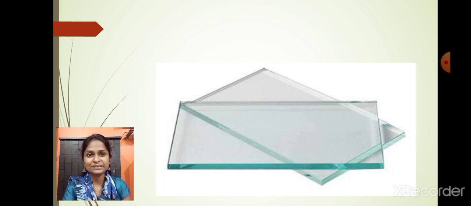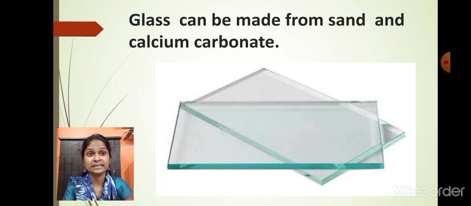Let me tell you that this glass material is made up of sand and calcium carbonate. When both of them are combined together, we get the glass material. Isn't it interesting? Calcium carbonate and sand are not transparent, but when we combine them together we get a transparent material like glass, which is very rigid and hard also.